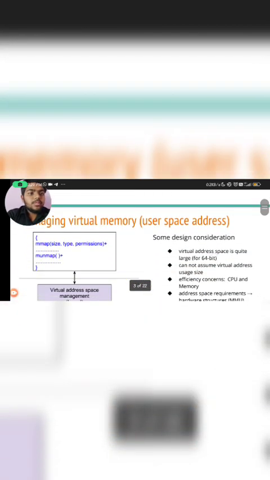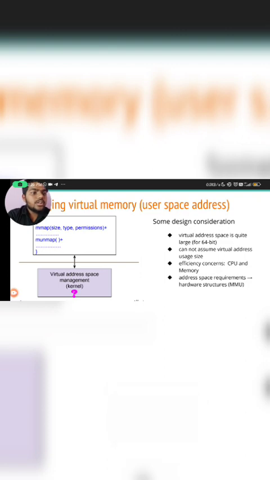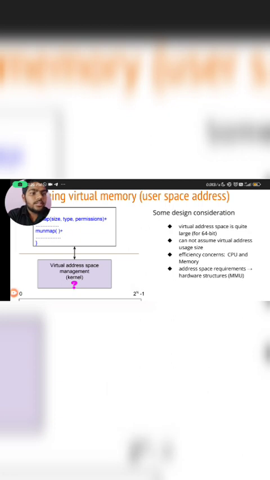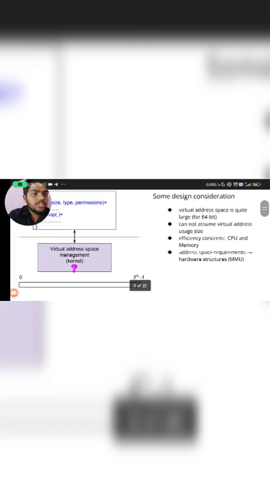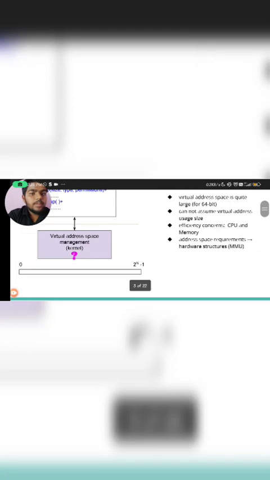Managing virtual memory: some design considerations. The virtual address space is quite large for 64 bits. We cannot assume virtual address usage, size, efficiency, concurrency, CPU and memory. Address space requirements, hardware structures, MMU.